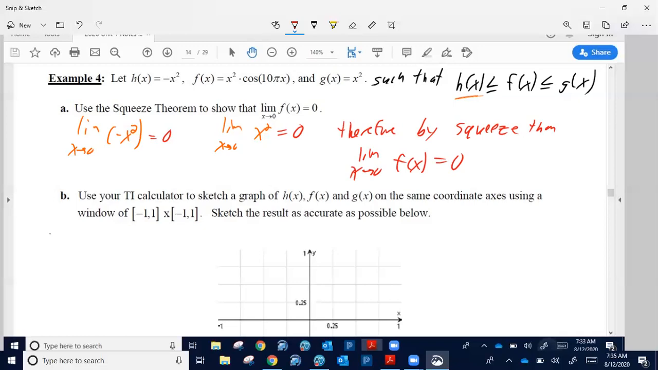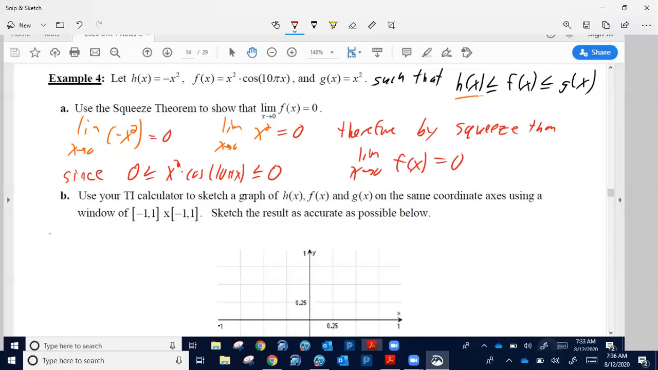Or we could have another statement maybe down here somewhere that says, that's true since 0 is less than or equal to x squared times cosine 10 pi x, less than or equal to 0 for those answers. That means by the squeeze theorem, the limit as x approaches 0 of f of x has to be 0.